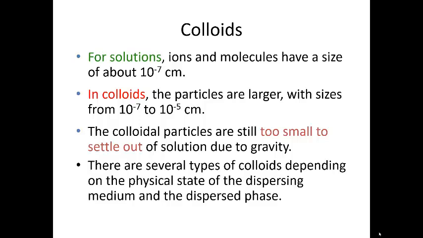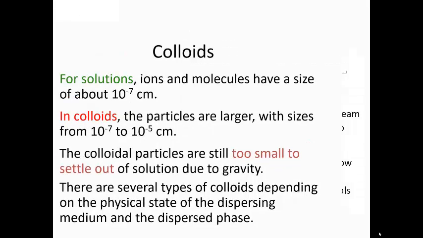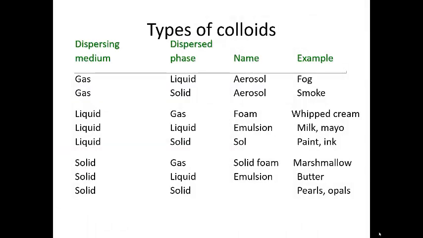There are several types of colloids depending on the physical state of the dispersing medium and the dispersed phase. This chart gives you all the different types of colloids that you could be dealing with and what they're called. If you disperse a liquid in a gas, we call that a fog or an aerosol. If it's a solid in a gas, that's what smoke is. It's also called an aerosol. If we put a gas in a liquid, that's a foam, like whipped cream. If we put a liquid in a liquid, that's an emulsion, like milk or mayonnaise.